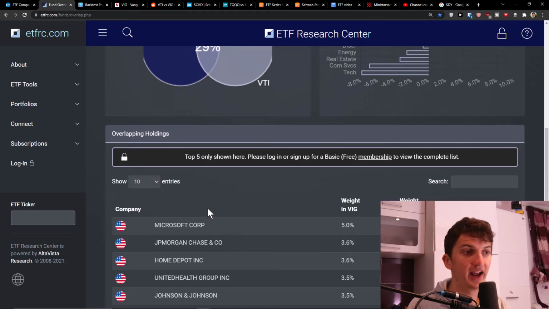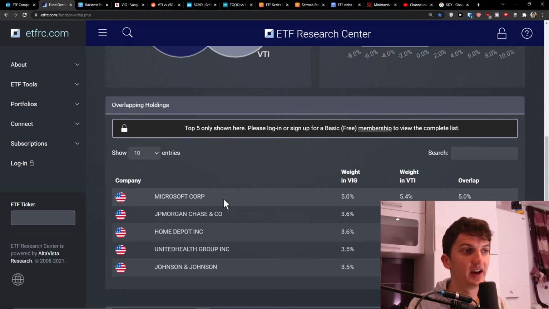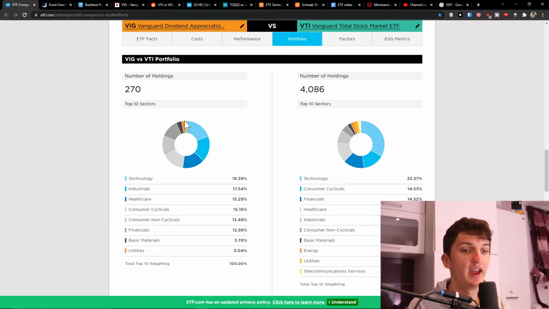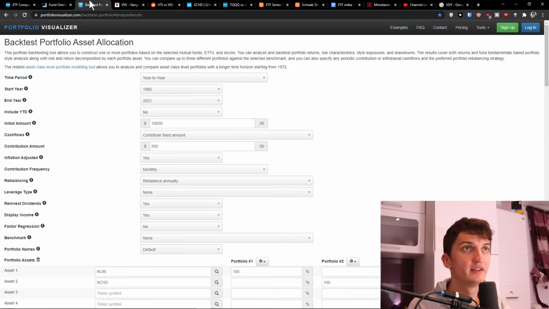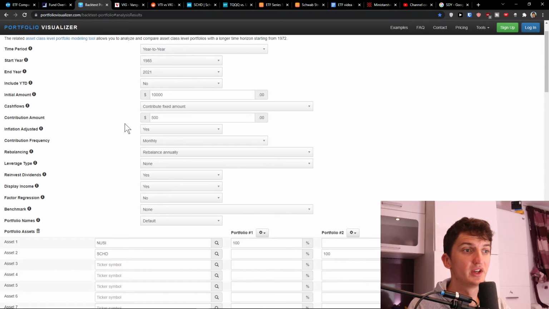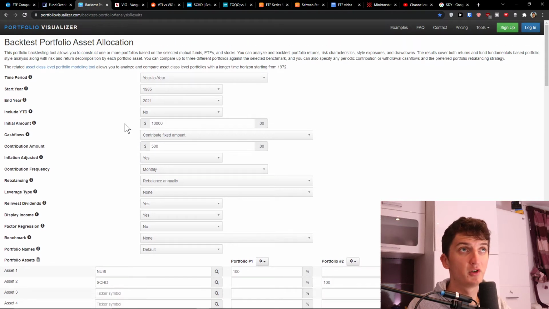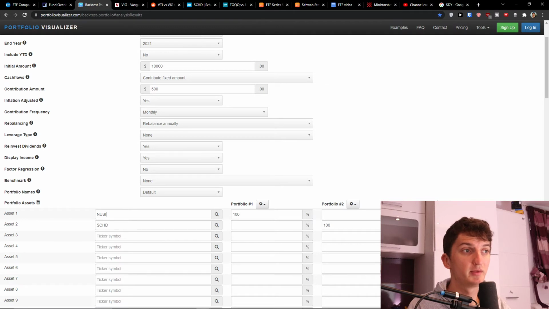You see right here. And then you also see the companies they're overlapping in, like Microsoft, Home Depot, United Health Group, Johnson & Johnson, right? And when we go further, what we can find is backtest performance. Backtest performance is how well it was performing. So let's go with VIG, and now we are going to look at VTI.